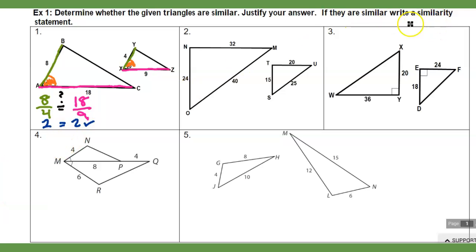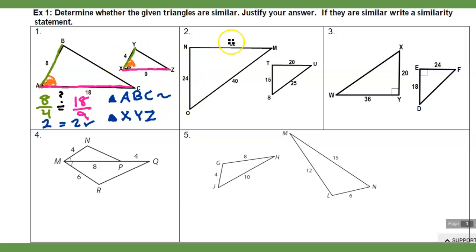And then as the directions say, write a similarity statement. So that's the triangle statement. So triangle ABC is similar to triangle XYZ. Just like that.